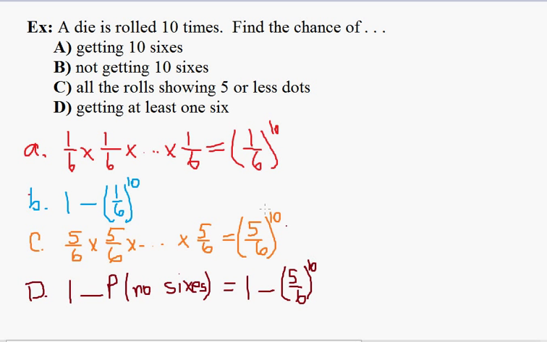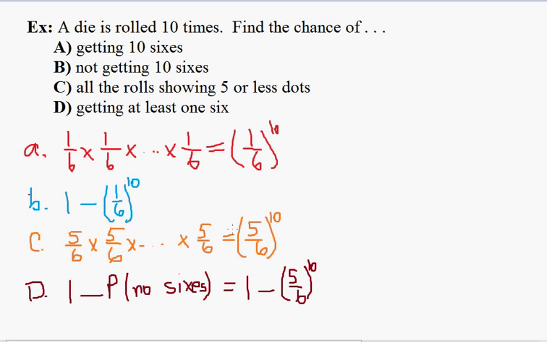And for this problem, you'll notice that the answers to part B and C are different. The chance of not getting 10 sixes is not the same as all the rolls showing 5 or less dots. If you plug those in your calculator, you can confirm that this number here is very, very close to 1, while this number is not especially close to 1.